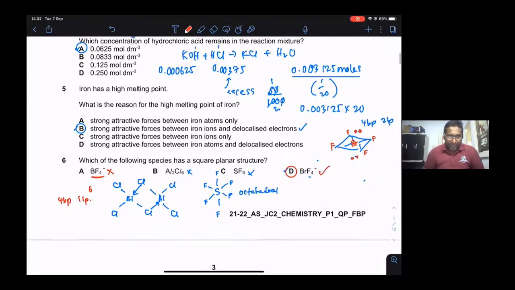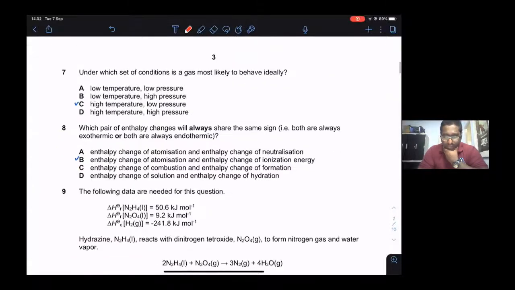Now, next question, number 7. Under which condition can a gas most likely behave ideally? If you want them to behave ideally, we don't want them to stay close to each other. They must be further away from each other. So how do you make them go further away? Of course, the temperature must be high. They must have enough energy, so this one is wrong. And then the pressure cannot be high. If high pressure, they are going to become closer. I want them to be far away from each other, so it must be low pressure. Therefore, the answer is going to be C.